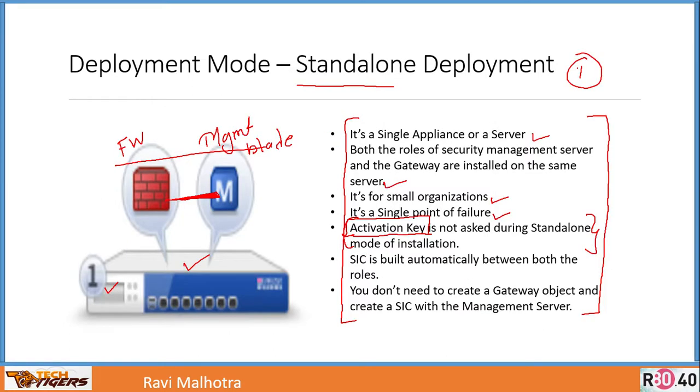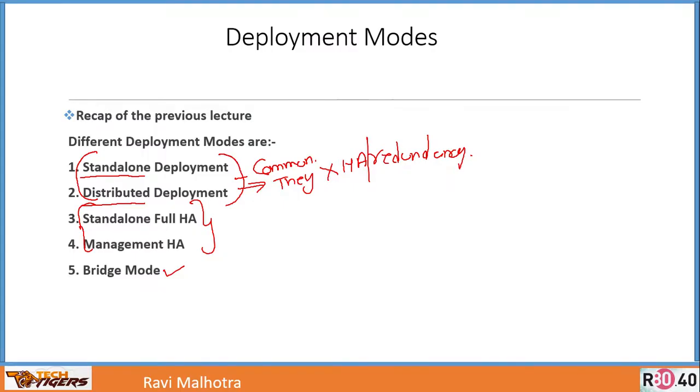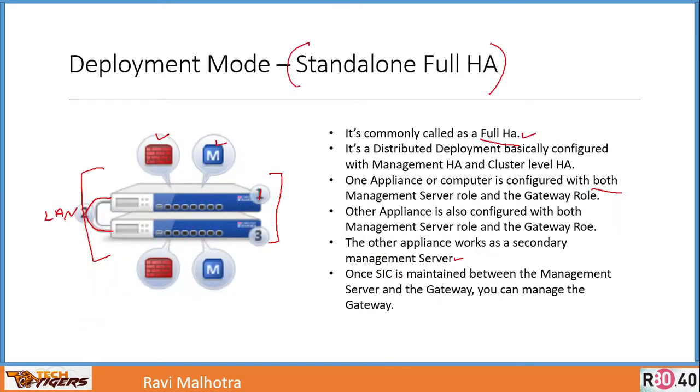The other one we discussed is standalone full HA. This is done. This is all right. This is done. This is done. This is also done, where we now have full redundancy.